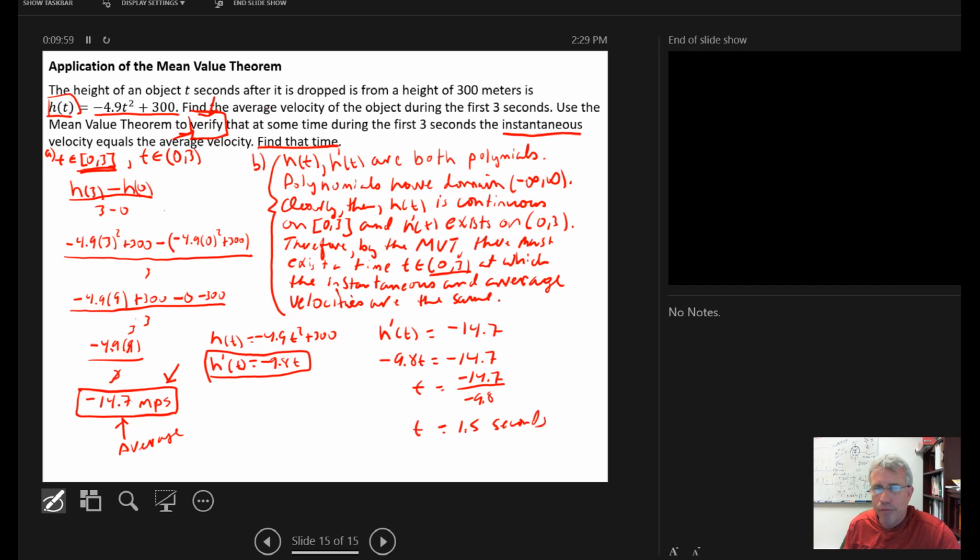And notice that 1.5 seconds is in the time interval from 0 to 3. The mean value theorem guarantees there will be a time. So we know that h prime of 1.5 equals the average. The instantaneous speed at 1.5 seconds equals the average speed over the entire time interval from 0 to 3.